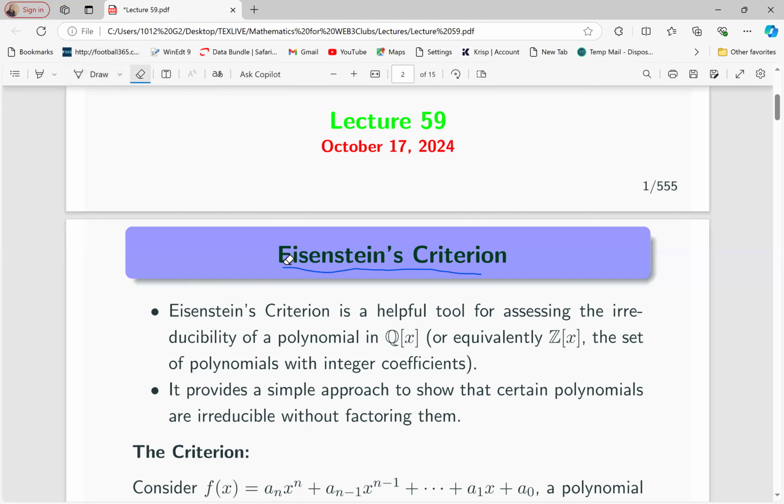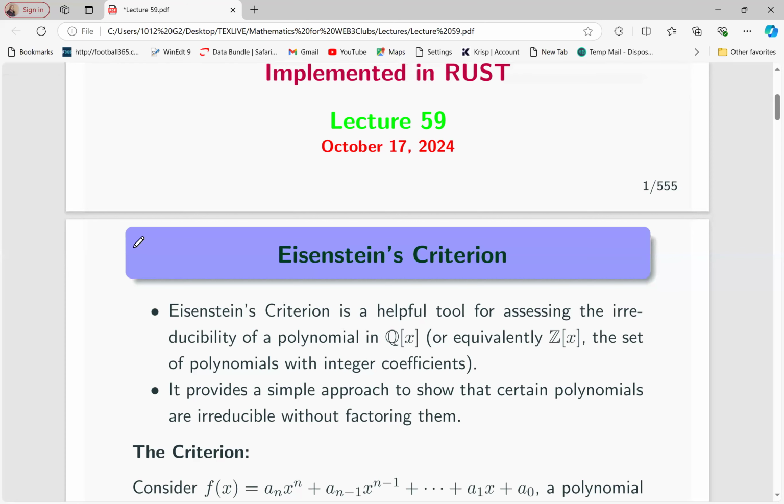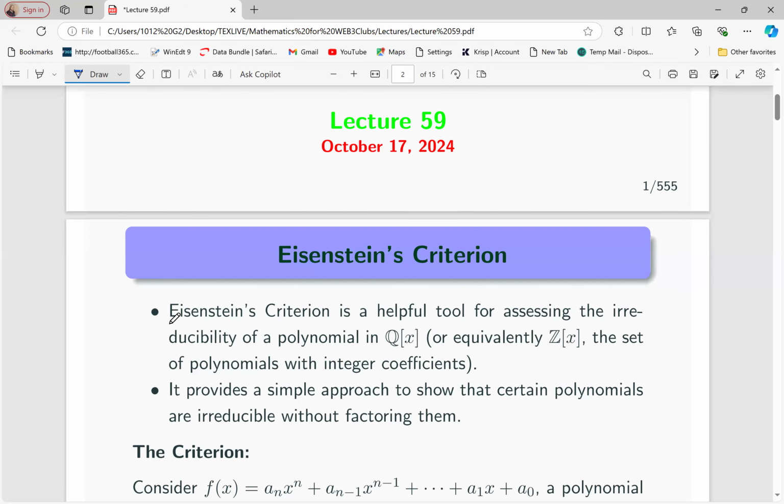So if you are to factorize the polynomial, then you have to go back to what we did on Tuesday using the rational root tests. So the Eisenstein's criterion, we'll be using it just to tell whether this polynomial is reducible or irreducible. And that is what I've stated here. I've said here that it's a simple approach that shows that a polynomial is irreducible without factoring this polynomial.